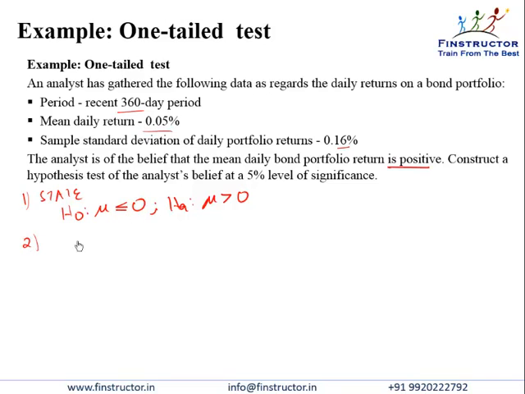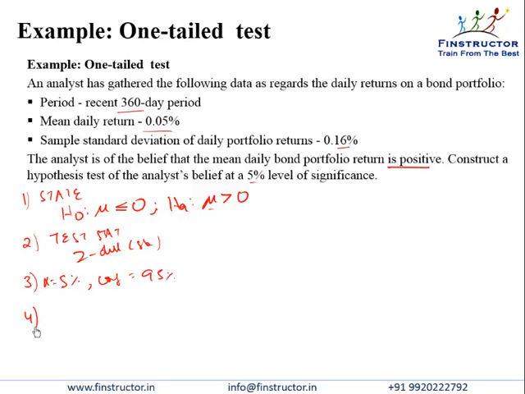Step 2 is to select the test statistic. So we will use the Z distribution or the Z statistic since the sample size is greater than 30, and it's a hypothesis on the mean. Step 3 is to specify the level of significance, which is given to be 5%, or a confidence equal to 95%.